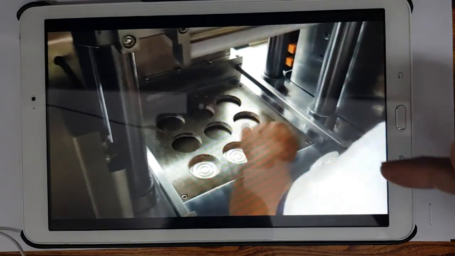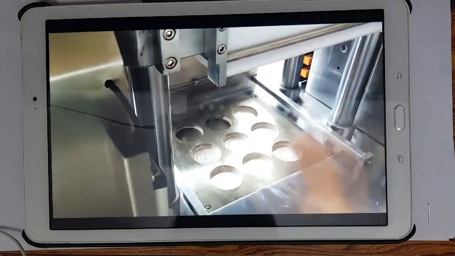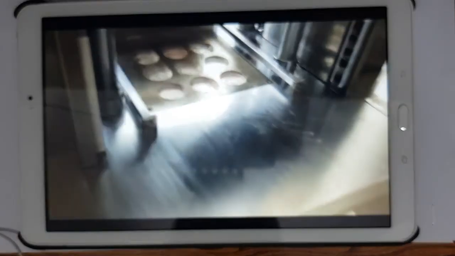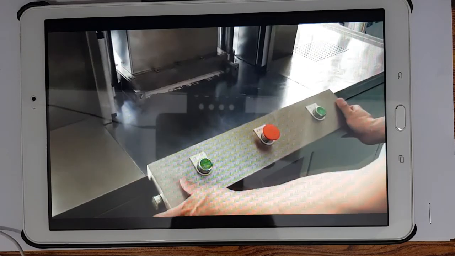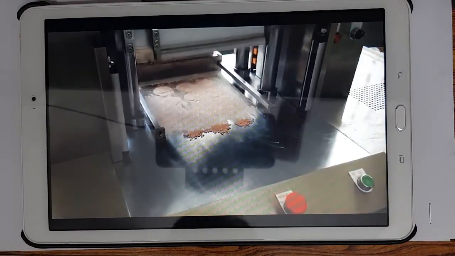These are all the containers that are placed. They are called godets, G-O-D-E-T-S, godets. The loose powders are filled in the godets and then compressed.